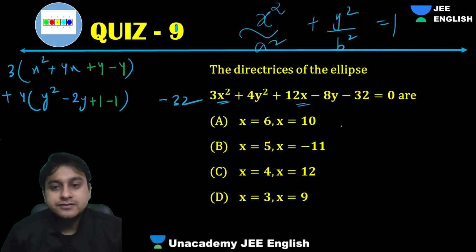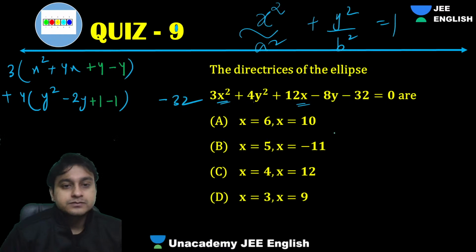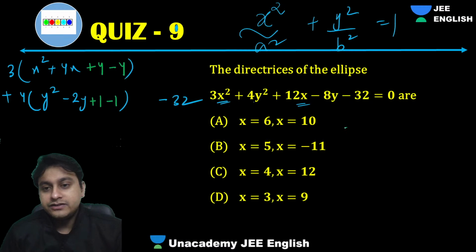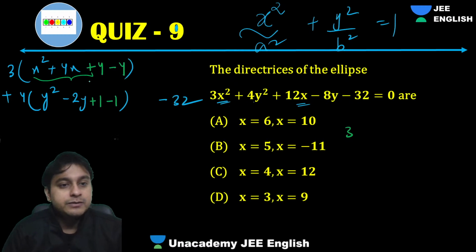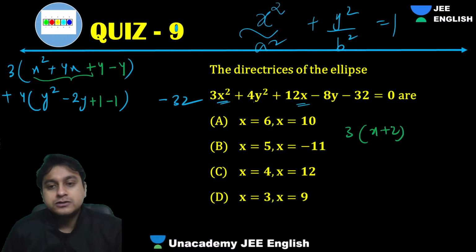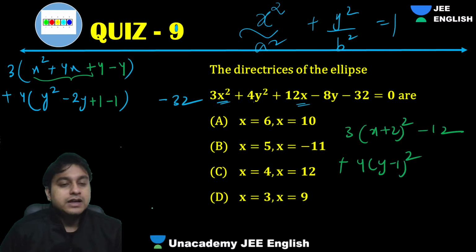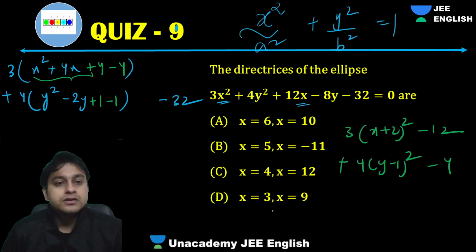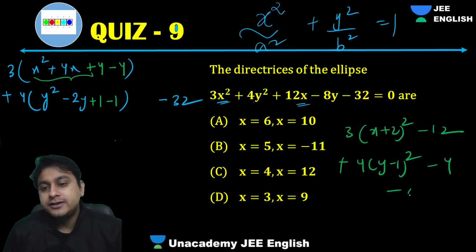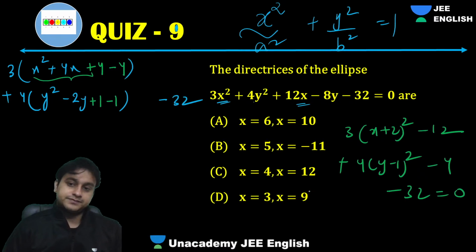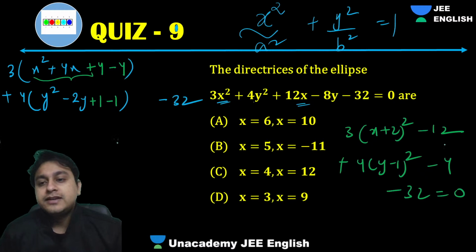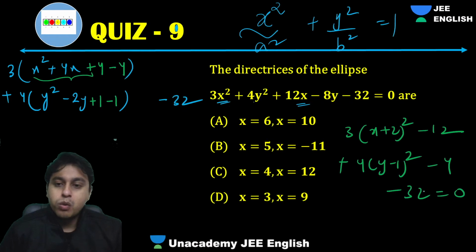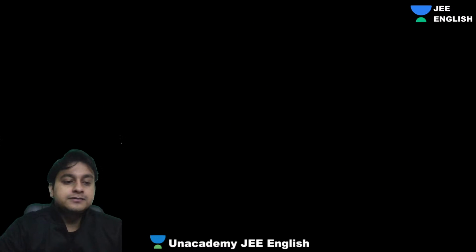So what are we getting, guys? If you look into this one, we are getting 3 times of this, from here to here will be x plus 2 whole square, right? 3 times of x plus 2 ka whole square minus 12, then plus 4 times of y minus 1 ka whole square minus 4, and then guys minus 32 equals to 0, right? So what will be this, guys? Can I say 16 and 32? 48, right?